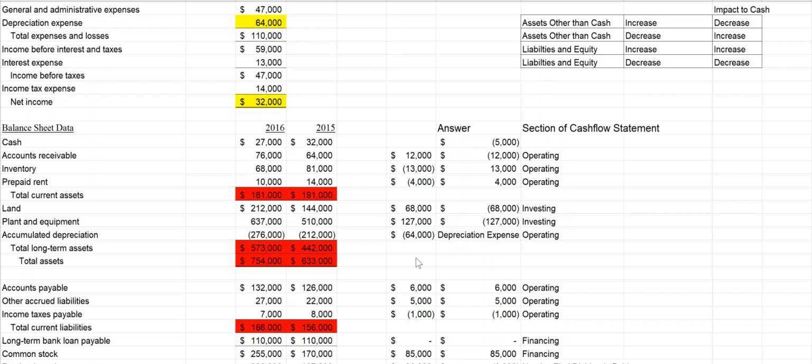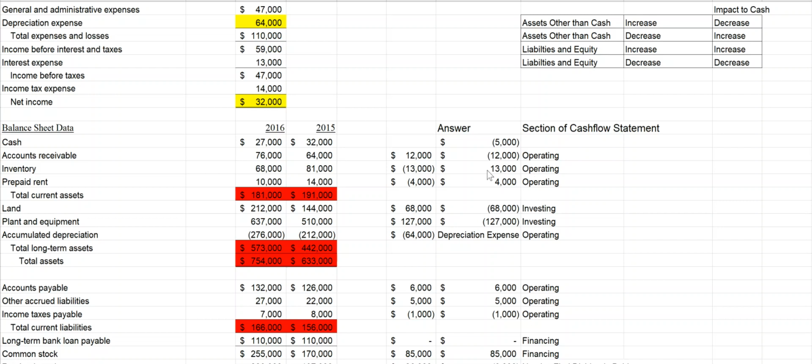After you get all of your differences, now you're going to do the impact to cash. So again, looking at our chart, accounts receivable is a current asset. My current asset increased. So if my current asset increased, that means my cash is going to decrease. So that's a $12,000 decrease to cash. Note that my inventory is an asset. That decreased. When my inventory asset item decreases, my cash account increases.